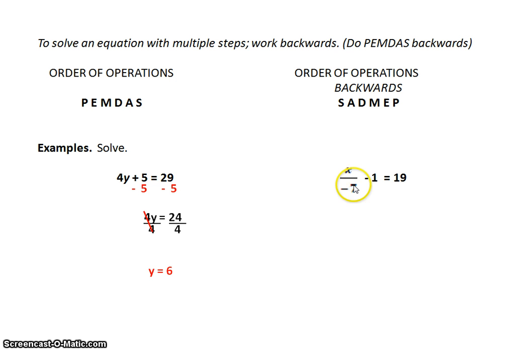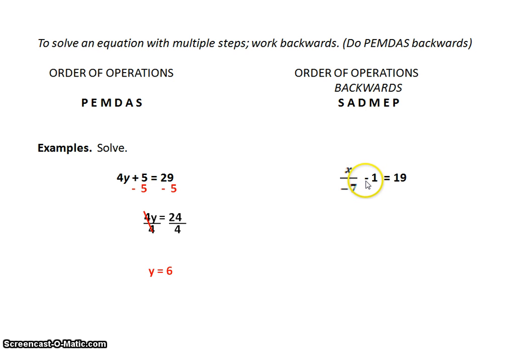Our last example. X divided by negative 7 minus 1 equals 19. So I want to isolate the variable. So I'm going to look at the letter x and what math operations are happening on the left-hand side. Well, I see division, this fraction bar. I also see subtraction. Now, if we were following PEMDAS, we would divide before we subtracted. However, we're trying to undo. We're trying to isolate the variable, so we are going to do subtraction before division.